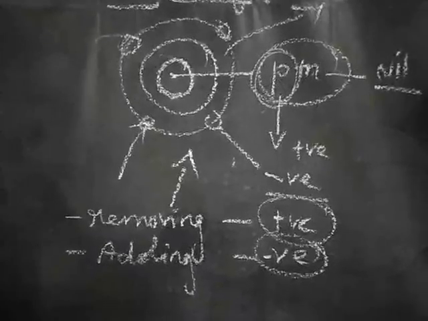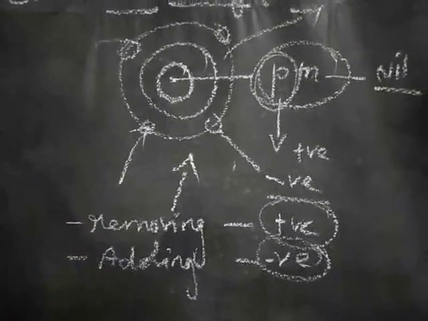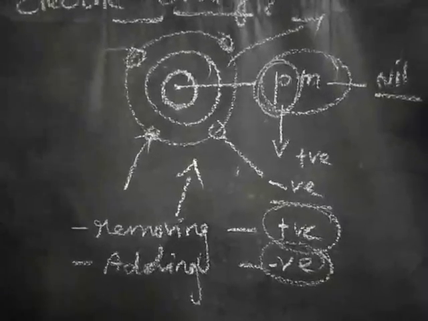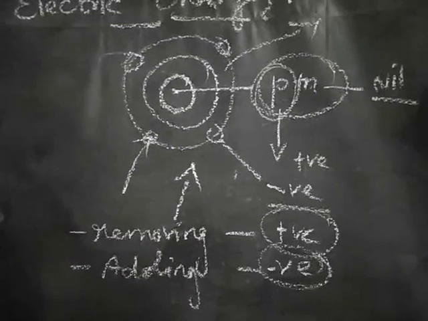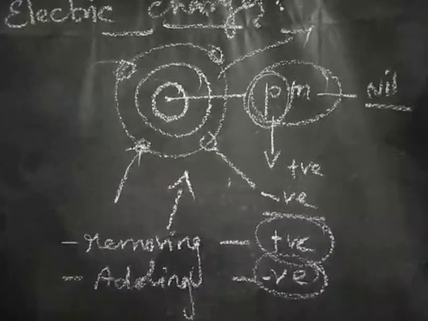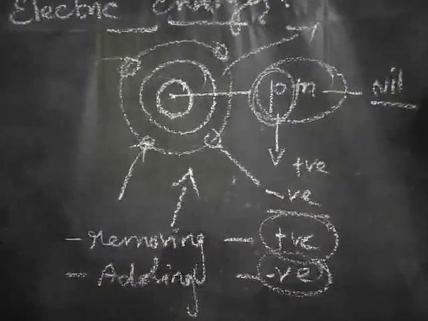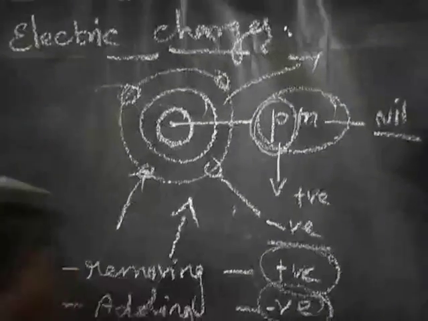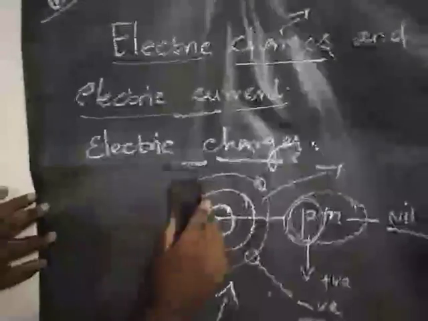After rubbing the comb, we bring it near small pieces of paper, which we already prepared. The pieces of paper are attracted by the comb. In this way we prove what? Charges. So next one, measuring of electric charges.